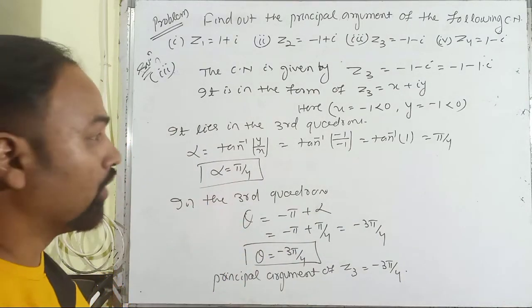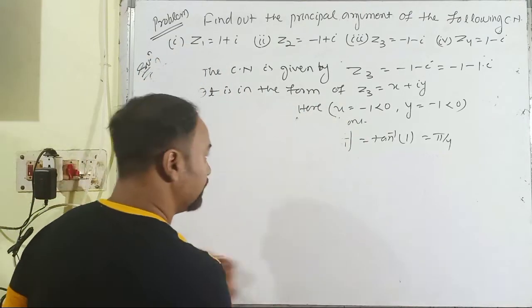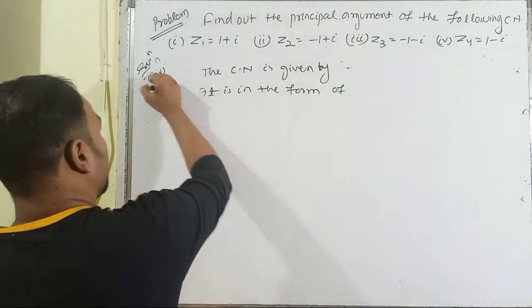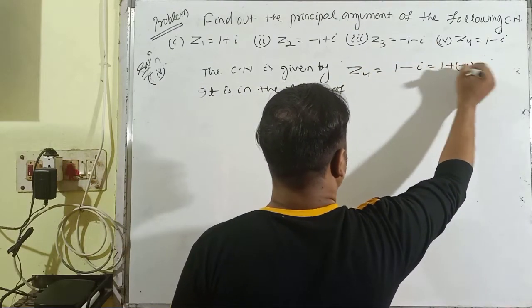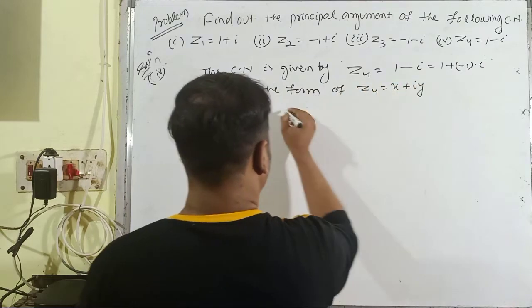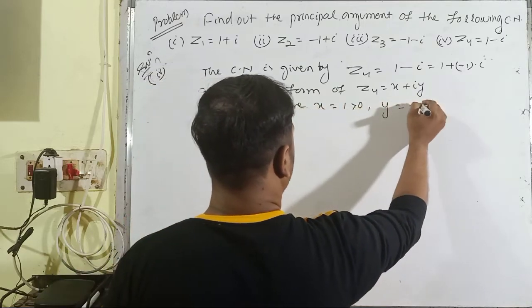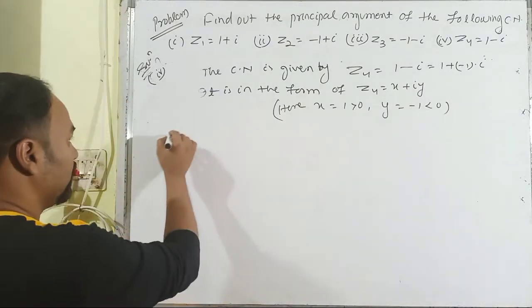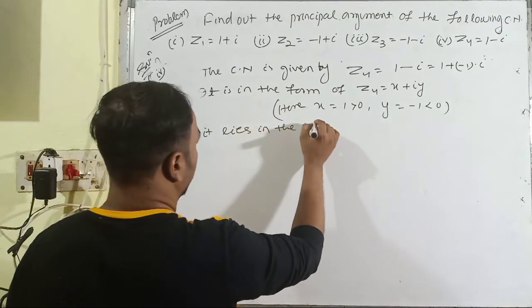Then solving the last one, the fourth one. Z4 is equal to 1 minus i, that means 1 plus minus 1 into i. Z4 is equal to x plus iy. Here x is equal to 1, greater than 0, y is equal to minus 1, less than 0. So it lies in the fourth quadrant.